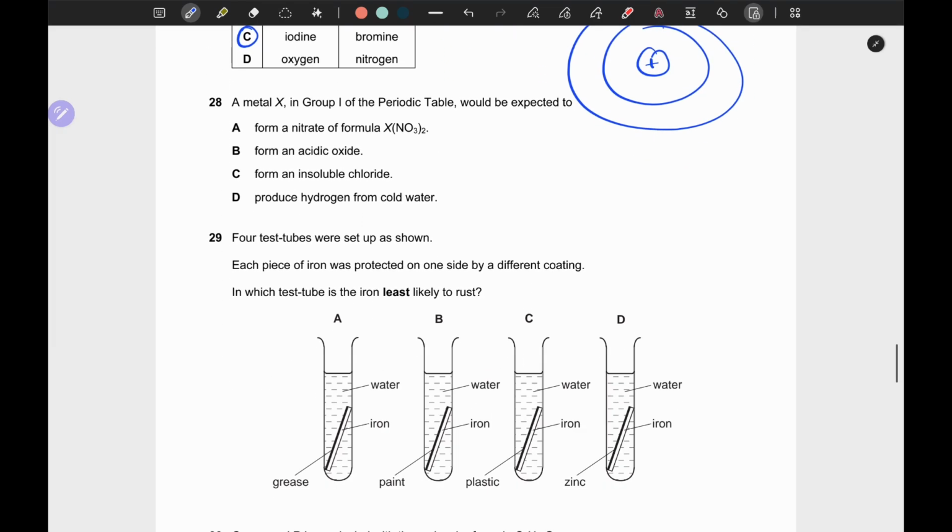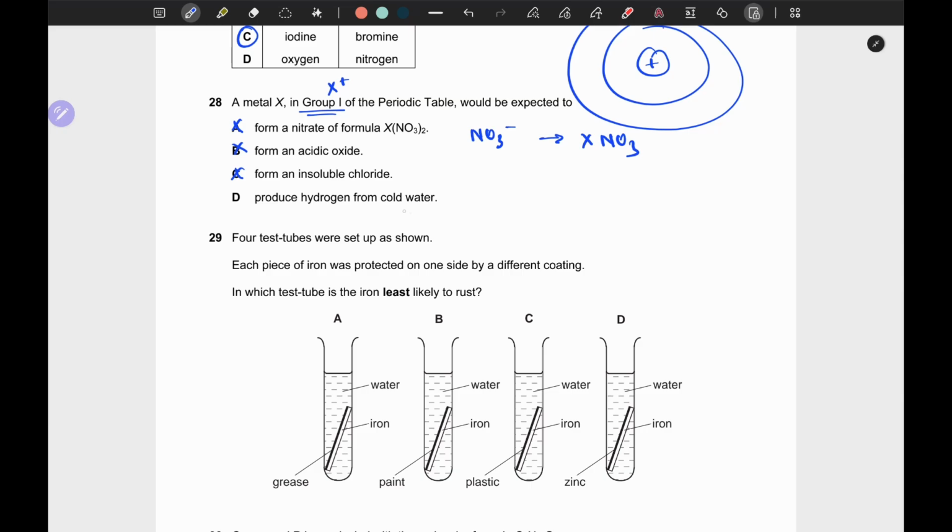Moving on to number 28, a metal X in group 1 of the periodic table would be expected to. So it's group 1, so X should form an X plus charge. So form a nitrate of formula XNO3 2. That doesn't work because nitrate has a charge of minus, so the formula would simply be XNO3. Form an acidic oxide. Group 1 is a metal, and metals generally form basic oxides. So B doesn't make sense. Form an insoluble chloride. All group 1 chlorides are soluble, so C doesn't work.